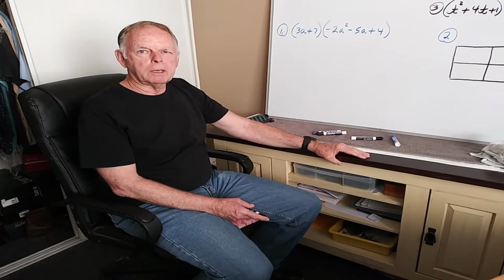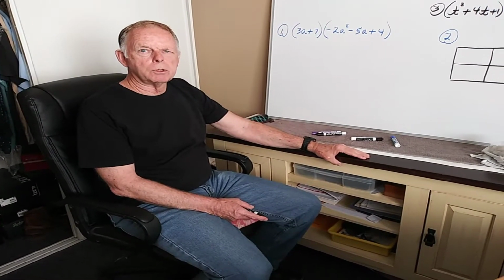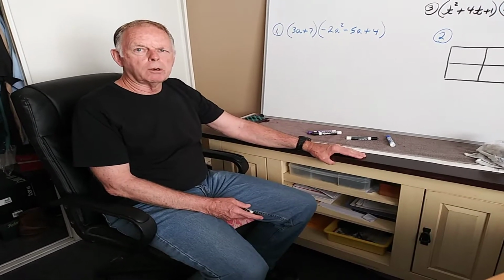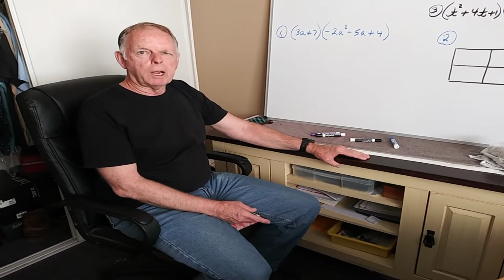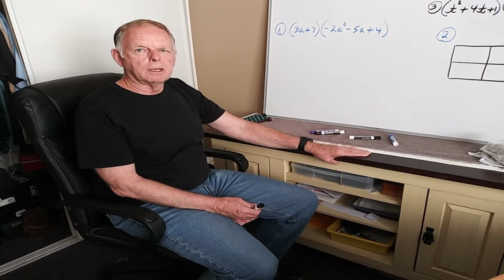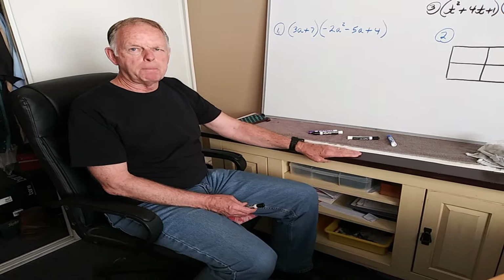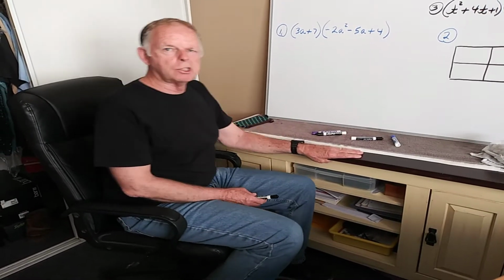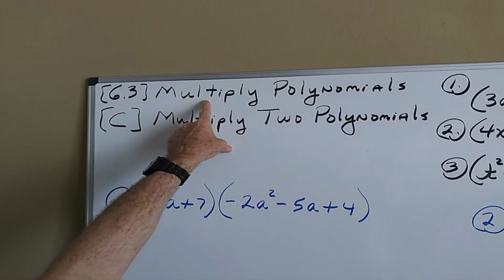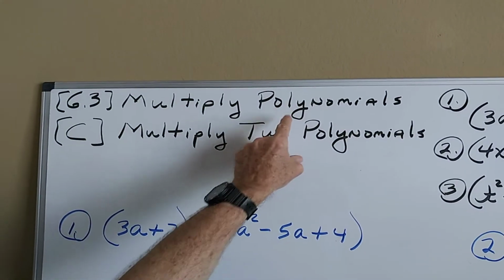Okay, everybody, we're going to continue on chapter 6, 6.3, which we have been on, and we're multiplying polynomials. The last video we did letter A and we did letter B. We're going to letter C, and letter C is multiplying polynomials.